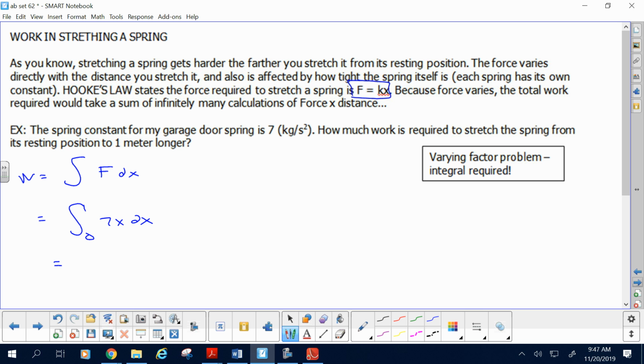That's a garage door spring. I don't know if any of you put on a garage door spring, but they're really heavy duty. It is 7x squared over 2 from 0 to 1. And therefore, 7 halves. The constant was kilograms per second squared. The x is in meters. What is kilograms per second squared times meters? That's newtons, and then times the dx, which is also meters. Newton meters is joules. Okay.